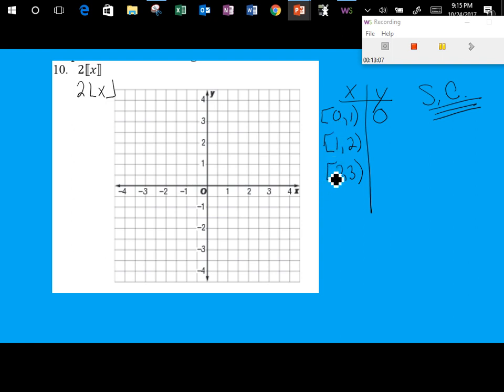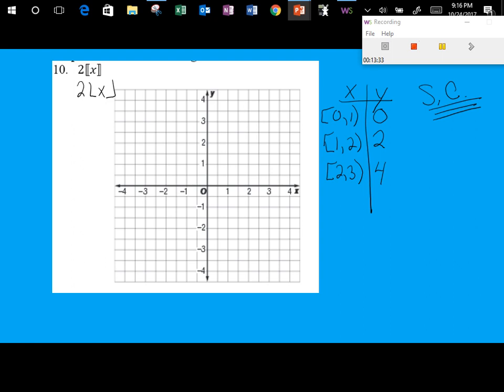Speed things up. For my next interval, I'm going to plug in 1. 1 rounded down is 1, times 2 is 2. 2 rounded down is 2, times 2 is 4.